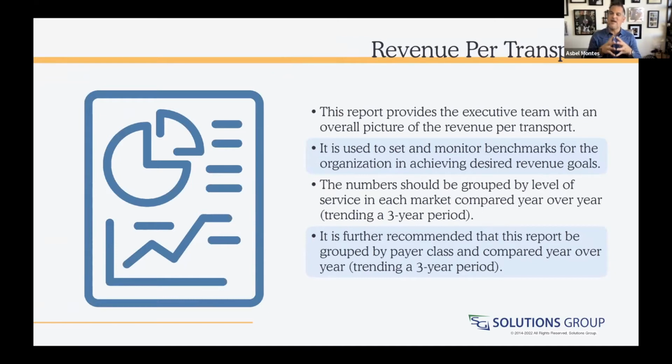The next one is revenue per transport that you should be looking at as well. And of course, this is something that typically we do look at already. And I know Tim is looking at that because it's obvious, because he was actually inputting that information in what we were discussing earlier. But at a minimum, you should know what your revenue per transport is. You should be trending this at least on a 3-year period. And you should be actually looking at this by payer class as well, not just a general overview of my revenue per transport. I've even seen operations break it down by level of service.